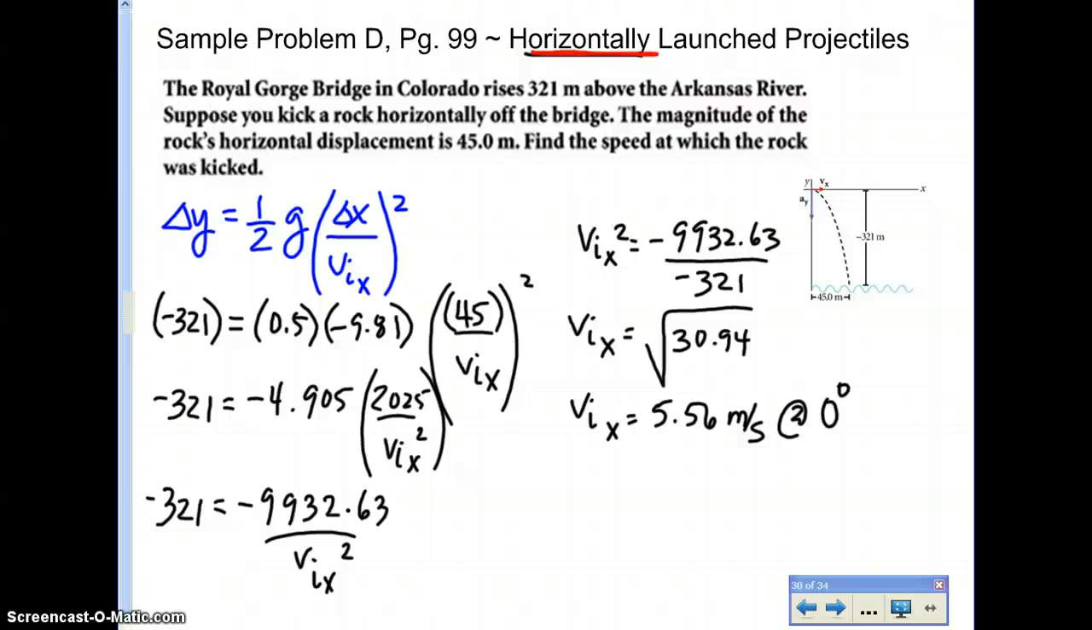But you can see here that the most important thing to keep in mind is that when dealing with horizontally launched projectiles, you must break your problem into an x and y set of variables. That way you can come up with an x and y set of equations, which are always going to be united by time, because a projectile will always move in the x direction and the y direction at the same time.